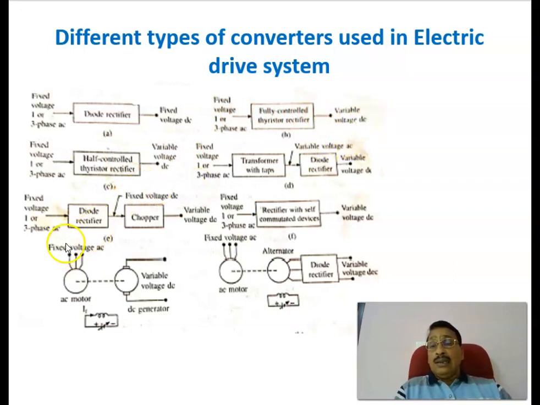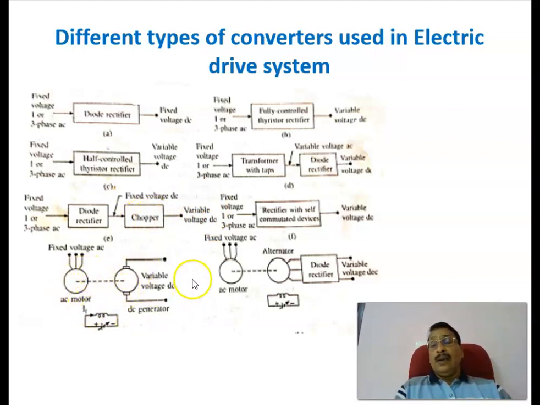Now, if you give a fixed AC to a diode rectifier, you get a fixed DC, and then using a chopper, by controlling the duty ratio of the chopper, you get a variable DC output. The input is a fixed AC, either single phase or three phase, and the output is a variable DC made variable by controlling the chopper duty ratio.